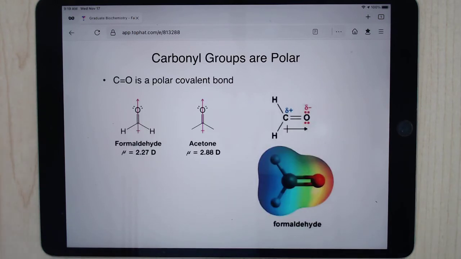And again, all of these, or I should say most of the chemistry involved in carbonyl reactions, takes advantage of the partial positive and partial negative of the polar covalent C double bond O. And so this is going to be incredibly important from here on out.